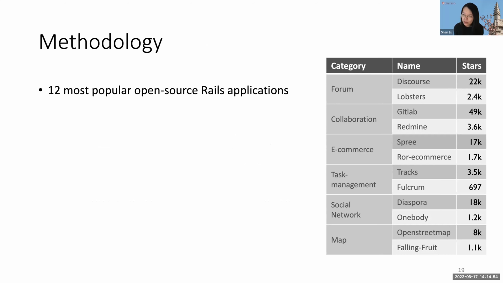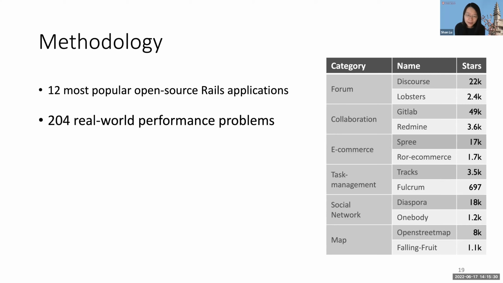So we went to GitHub, and at that time, Ruby was the most popular web application development language. We found that every application has a label indicating the category of the application, and these 6 are the most popular categories. They cover like 99% of all the web applications written in Ruby. For each category, we take the 2 most popular Ruby applications on GitHub, and this popularity is measured by the number of stars. So we take these 12 applications, and we did 2 things to collect performance problems.